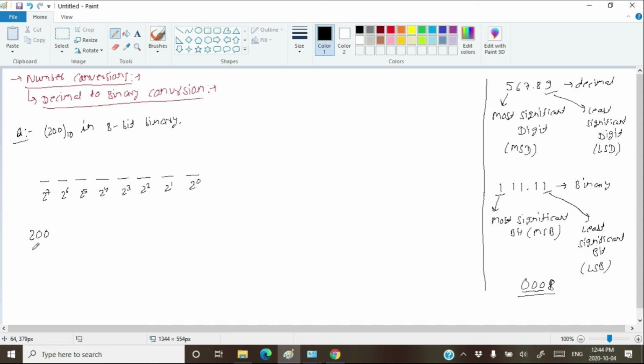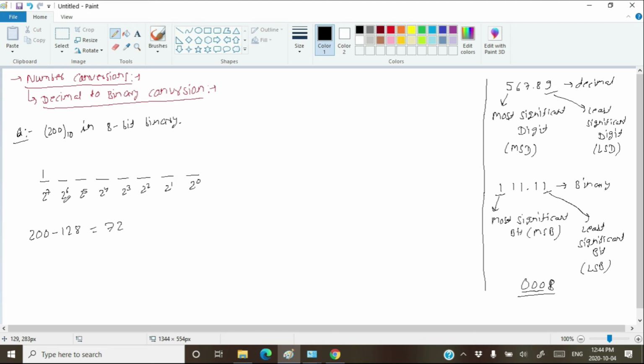Of course, try to include the most significant bit in your binary. So 2 to the power 7 is 128. Can I include it? Yes, of course you can include it because 128 is less than 200. You will get 72 as the subtraction result and write here 1.